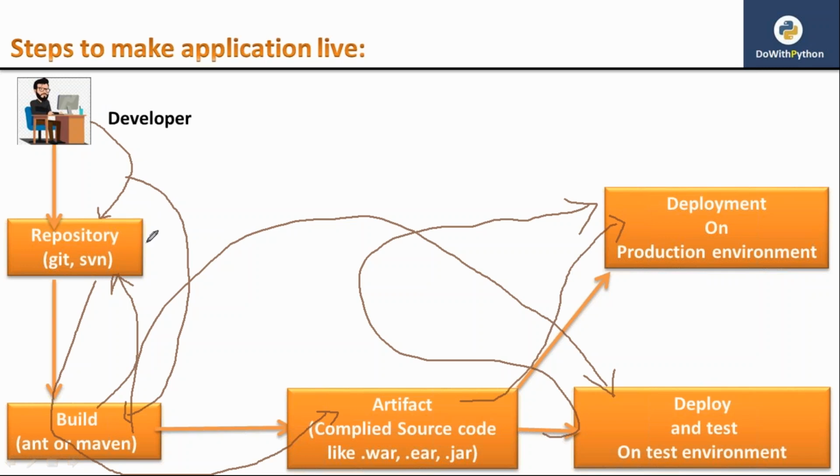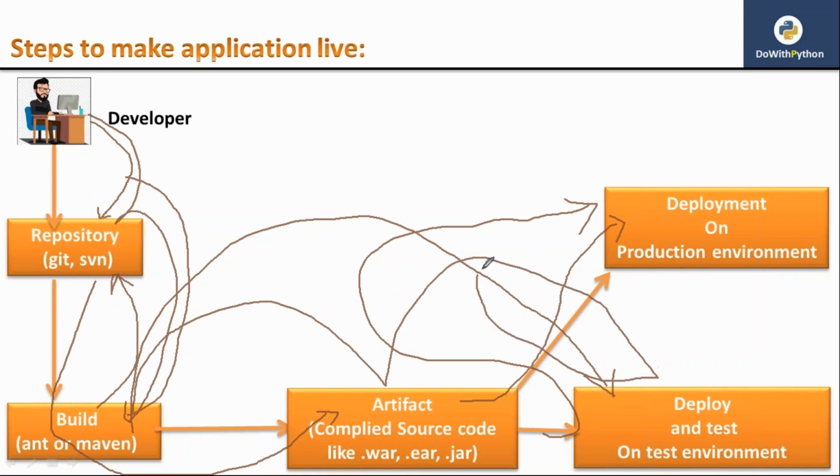Whenever there is a change in code, the developer will change the code. Then he has to inform the build team, and they have to build it and communicate with the test team. And again, if the test is successfully completed, then they have to communicate with the prod team. So all are manual steps.